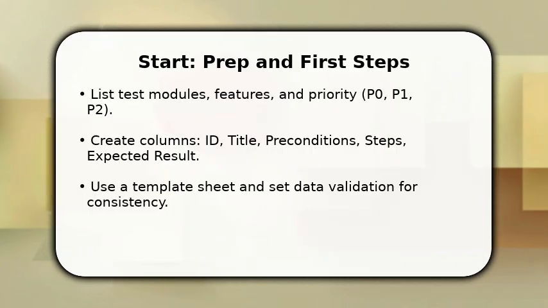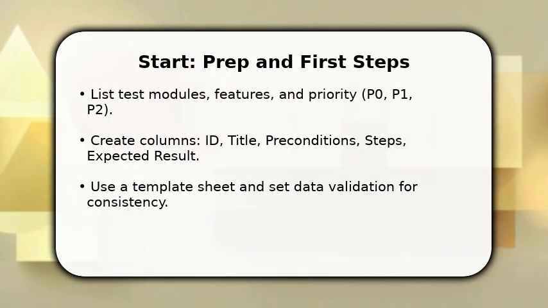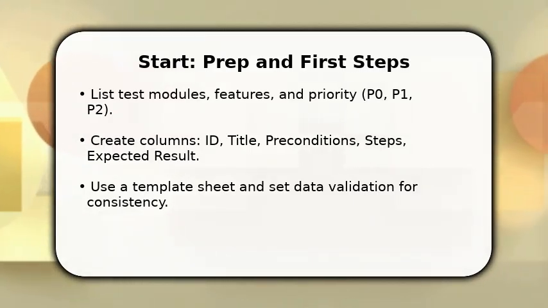Once done, set data validation for priority and status to avoid typos, and freeze the header row so you can always see column names. You do this because early structure prevents rework. Starting with a controlled template saves time when you expand the test suite.